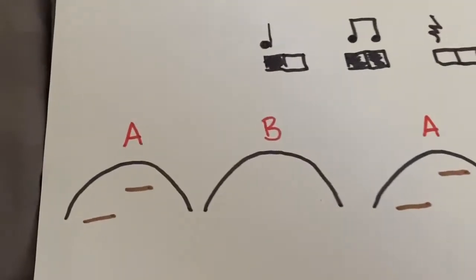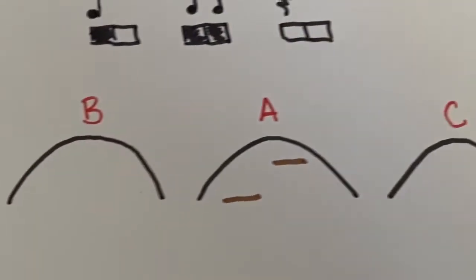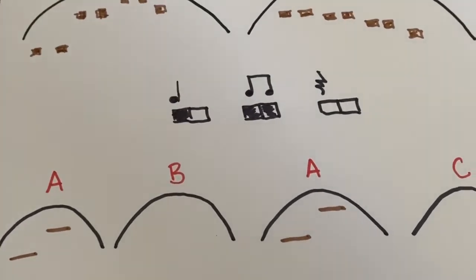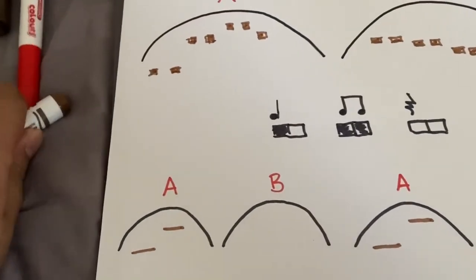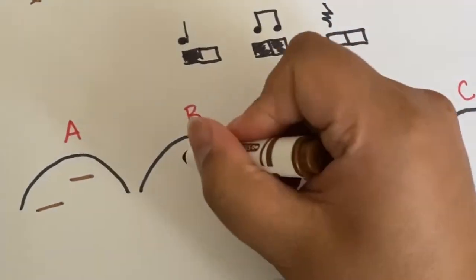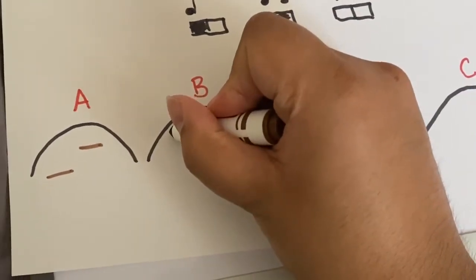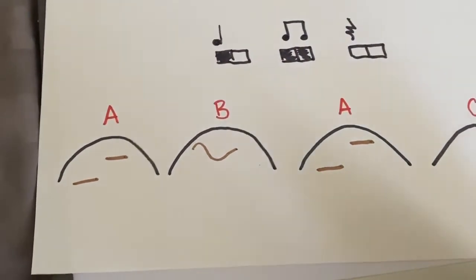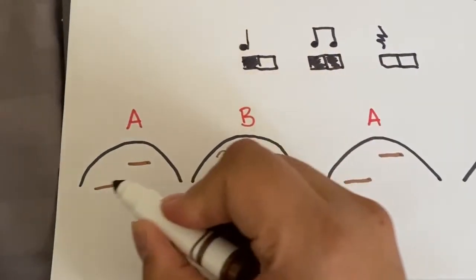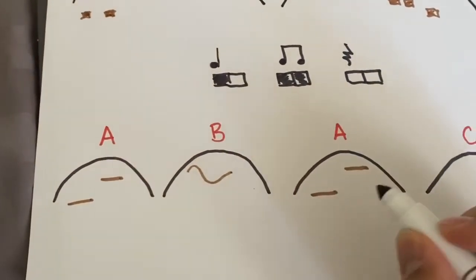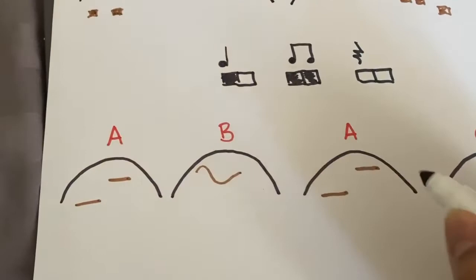Now you'll see that I've kept the shape the same for the A phrases, but then for the B phrase, it's got to be something different. So I'm thinking I want to do something like this. Something like this will be different. So I'm just going for this kind of shape. And you'll notice that I'm using a squiggly line instead of straight lines for this, just so we can keep it clear that these are the same phrase, but these ones are going to be different.